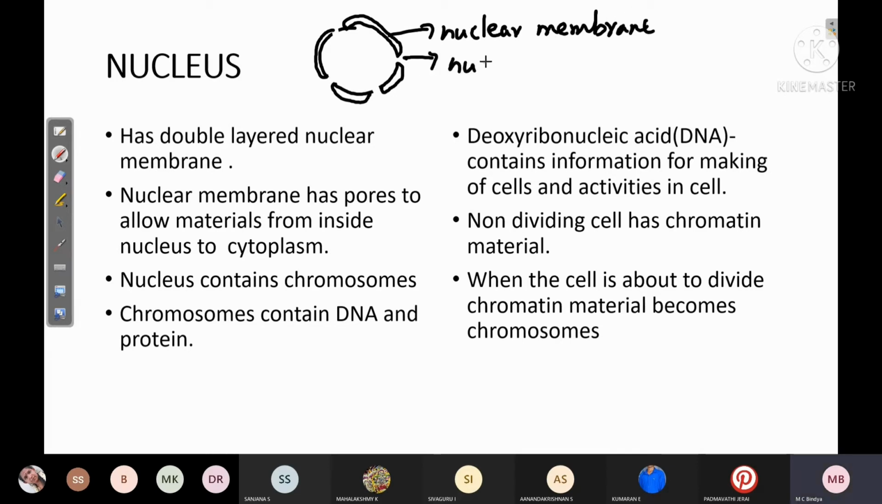And there is the nuclear pore. Why is this nuclear pore there? Because there are some things present inside the nucleus which have to come out. So the nuclear pore is there to transport the materials from the nucleus outside to the cytoplasm.